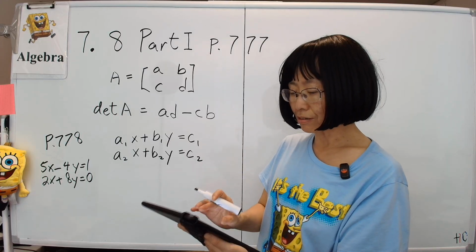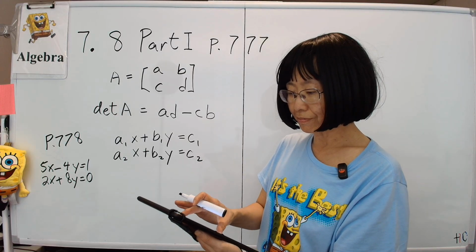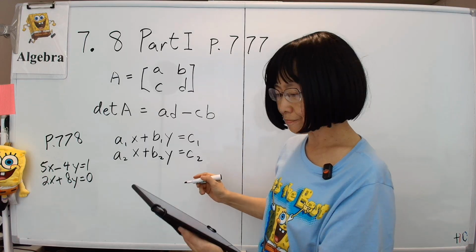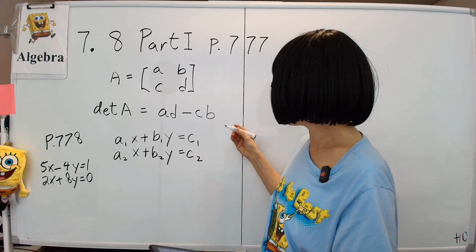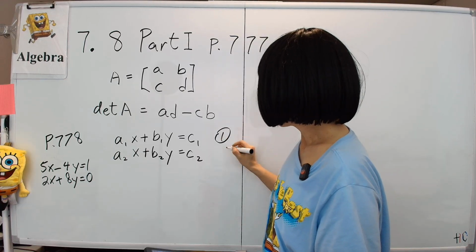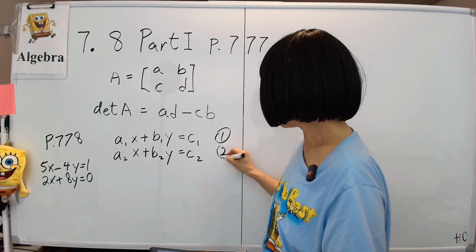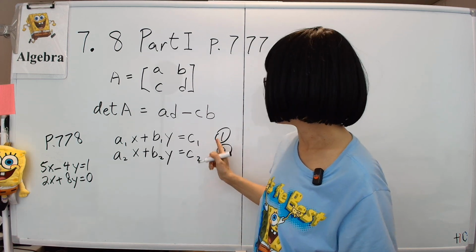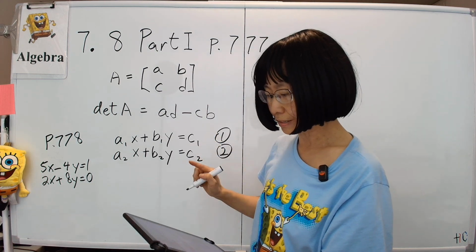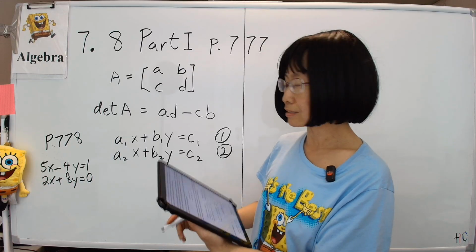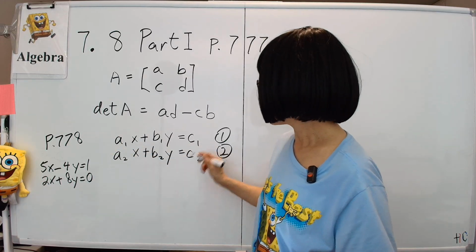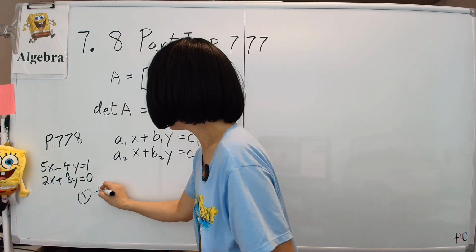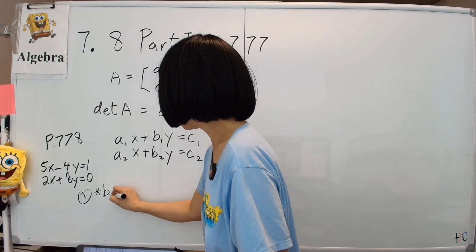And how will we solve it? With the old tricks that we've learned in the past, one way we can do it is this. We'll call this equation 1, and this will be equation 2. To solve this, we're going to multiply equation 1 by b2, according to your book. This is on page 778. So we'll multiply equation 1 specifically by b2.